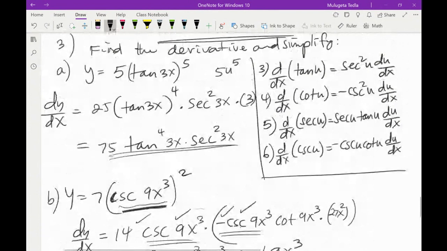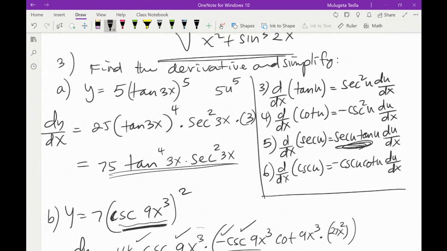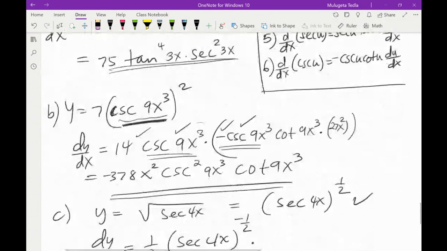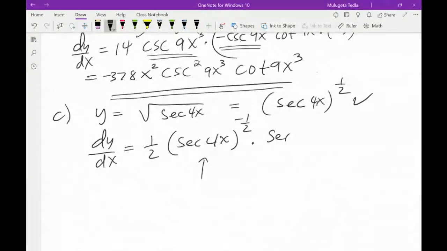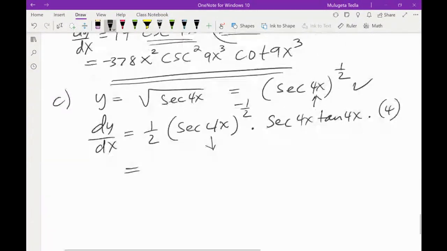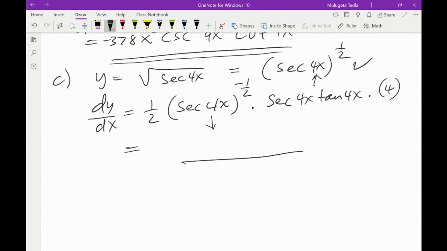What is the derivative of secant? The derivative of secant is secant times tan. So it is secant of u, which is 4x, tan of u, which is 4x, times the derivative of the angle, which is 4. So here, this is going to go to the denominator. So here I got 2 square root of secant 4x, because to the power of half means the square root.